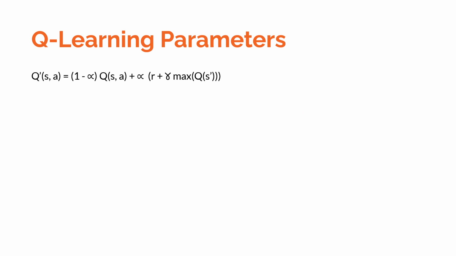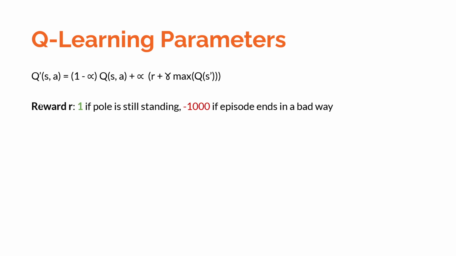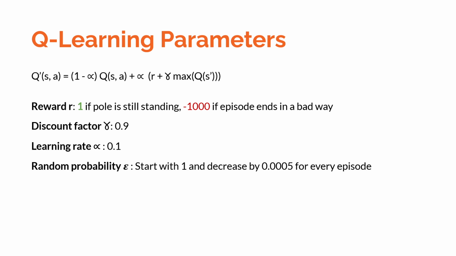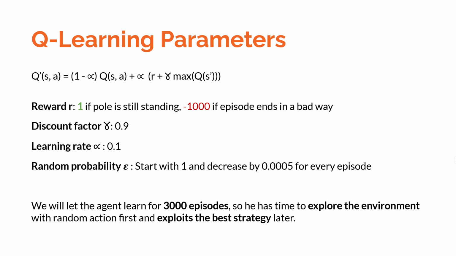Now, let's take a look at the parameters we use for the Bellman equation. We will say the reward is 1 if the pole is still standing, or minus 1000 if the episode ends in a bad way. To punish this, we also say the discount factor is 0.9 because we have a lot of states. It might be good that we value future rewards higher. We also say let's take a learning rate of 0.1. And we start with epsilon being 1, so just taking random actions, and then we decrease it by 0.0005 for every episode. And then we let our agent learn for 3000 episodes, so until episode 2000 we will have some kind of epsilon chance, and afterwards epsilon will be 0 and we can exploit the best strategy.